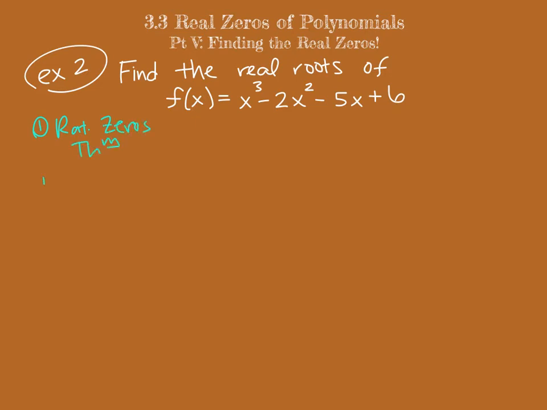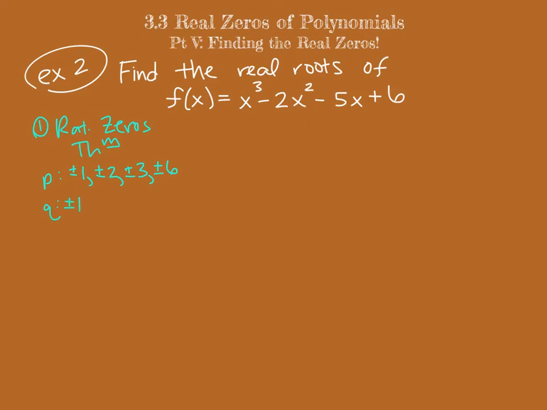We do this by finding lowercase p, all the factors of 6 are constant. The factors of 6 are plus or minus 1, plus or minus 2, plus or minus 3, and plus or minus 6. Q is all the factors of our lead coefficient. In this case, it's 1.